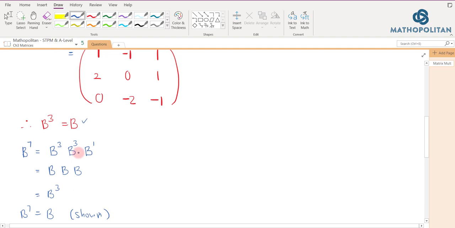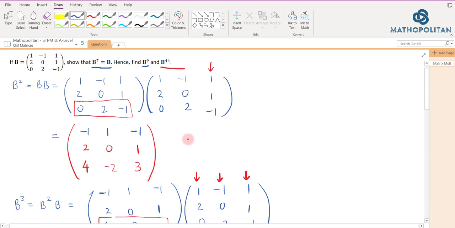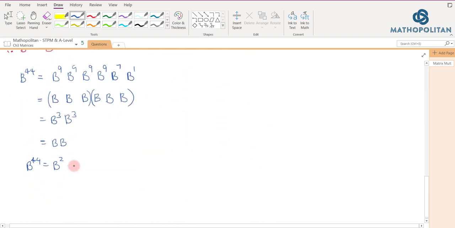Which we computed earlier here as negative 1, 1, negative 1, 2, 0, 1, 4, negative 2, and 3. So of course, if you want, you can write out the answer here to make it complete. So this is b squared, which is negative 1, 1, negative 1, and then 2, 0, 1, and then 4, negative 2, 3. So that is b to the power of 44.